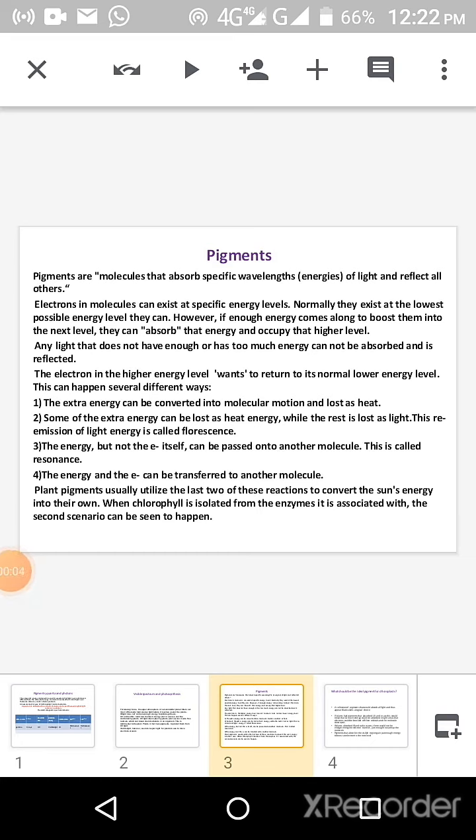Chlorophylls do not exist in isolation within the plants. They are always associated with proteins. So when it is associated with the protein, it will capture energy and it will be transferred by resonance to another molecule. However, when you isolate the chlorophyll from its protein component, the energy absorbed can be lost as light, which is the second scenario, and the chlorophyll will fluoresce.